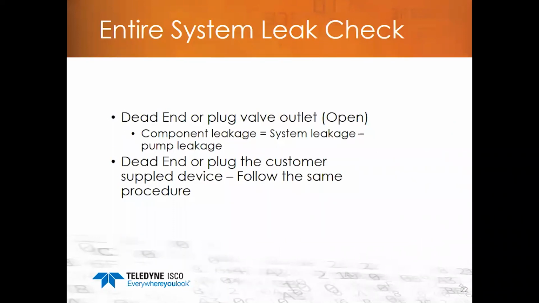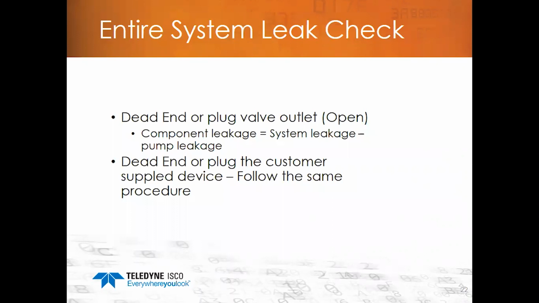For an entire system leak check, the same leak check procedure can be used to determine the leakage rate of any system component, such as the valves, including your user supplied device. To leak check a valve as an example, you dead end the outlet of the valve. In this case, we'll discuss an outlet valve. You dead end the valve with a plug and then open the valve. You follow the same procedure as before with the pump to determine the system leak. That is, pressurize and note the initial and final volumes. When you have that information, the component leakage will be the system leakage, that is the pump plus the valve, minus the pump leakage that was previously determined.